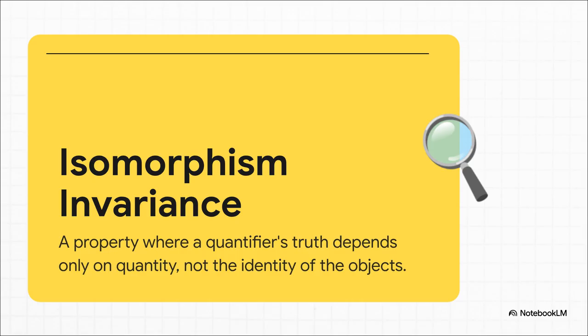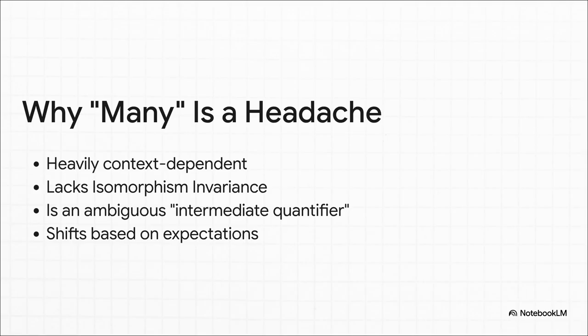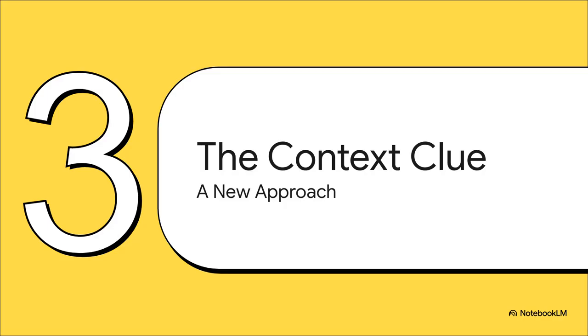So when you put it all together, you get a real logical headache. It's totally context dependent. It lacks that isomorphism invariance we just talked about. It's this weird, ambiguous, intermediate quantifier that's not quite some and not quite all. And its meaning is always shifting based on what we expect. It's a word that just refuses to be pinned down by rigid, classical logic. So what do we do? How do you solve a puzzle like this?